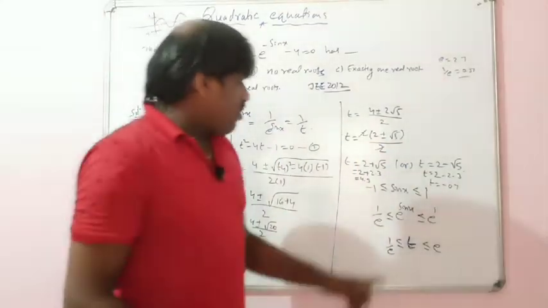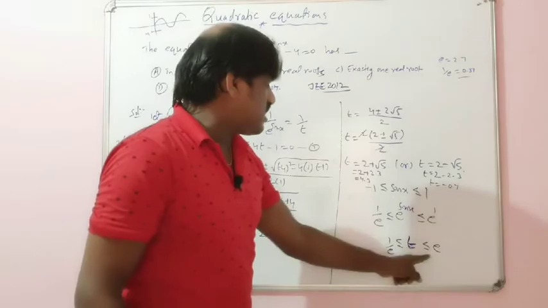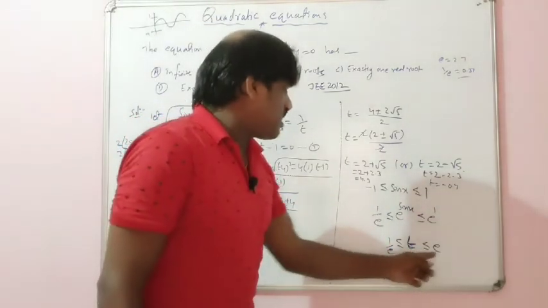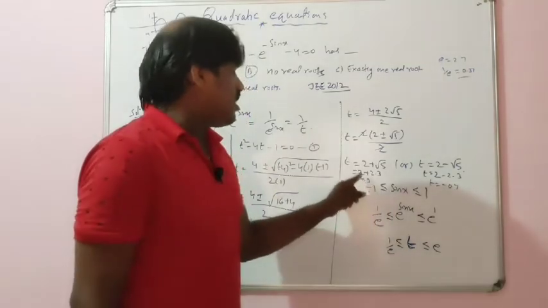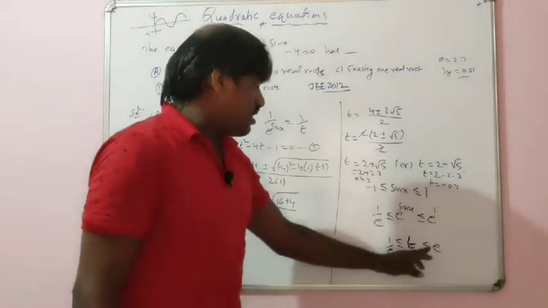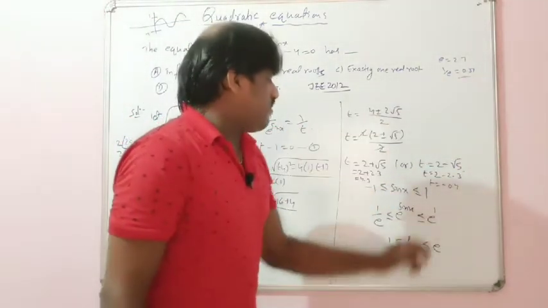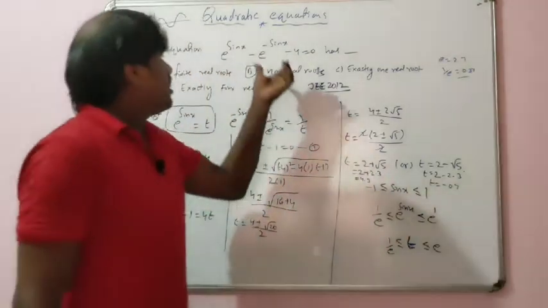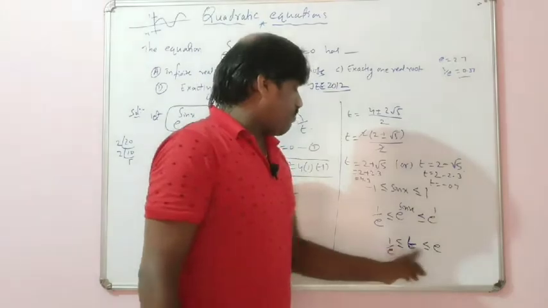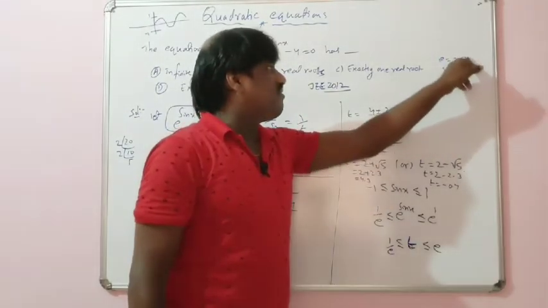Just look here, 1 by e and e. In this range there is no t value lying. The range is 2.7 to 0.37, but I did not get a t value in this interval, because the e value is 0.27. He is saying that the solution of e power sin x lies between 2.7 and 0.3, but the t value which I got is not in between this.